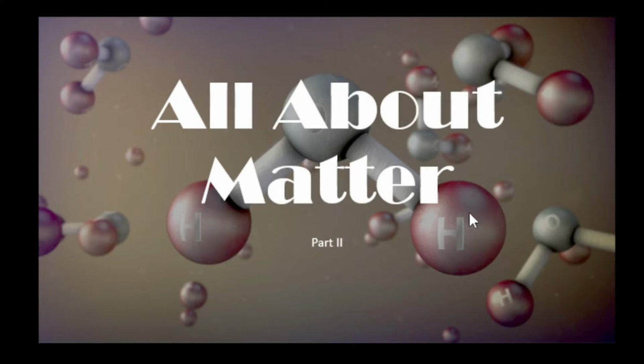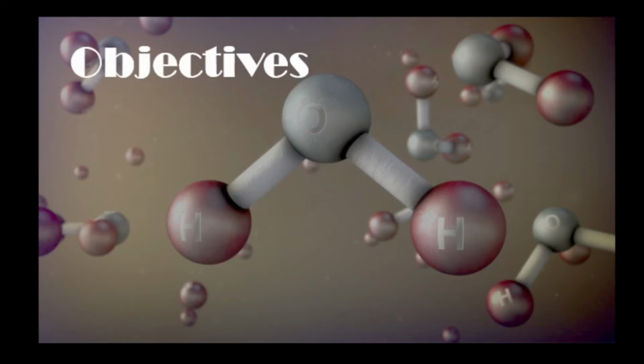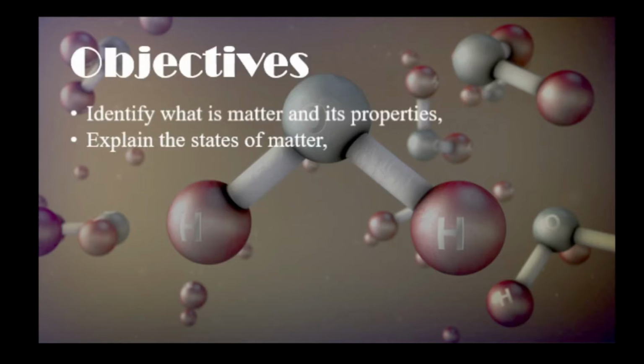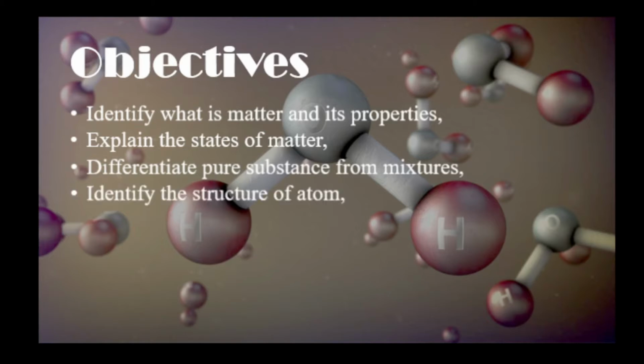So for today's lesson, we are just about to continue with these objectives. Let me see. We already identified matter and its properties. We are also able to explain the states of matter. We also differentiate mixtures and pure substances, and identify this, which is the thing that we are about to discover today. So we are about to identify the structure of an atom and familiarize the parts. So we are already done with this one.